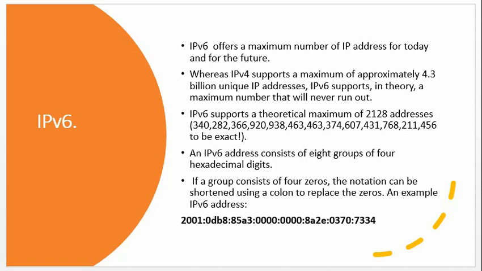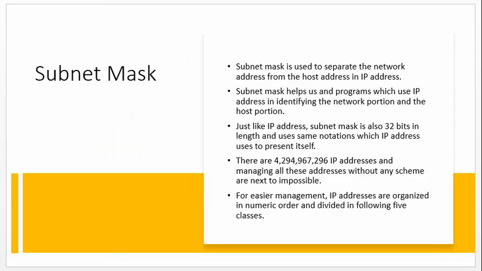So this is what motivated us to come up with IPv6 addresses, which consist of 8 groups of 4 hexadecimal digits. I think if you've checked on your mobile devices, you might have come across these numbers, the IPv6 addresses. So they came in to address the issue that we're now facing because of running out of IP addresses. We want to look at the next issue, which is subnet mask.